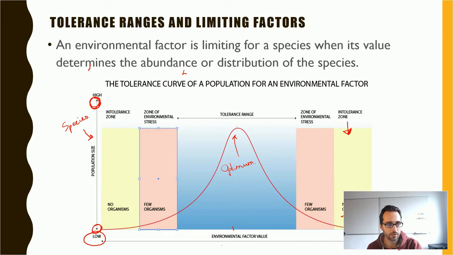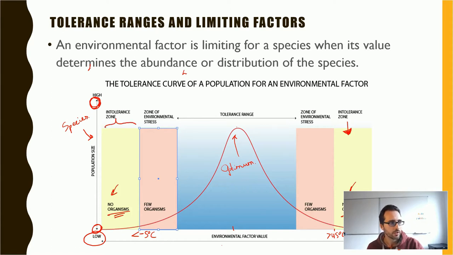Imagine a kind of mammal that cannot live in the middle of the desert just because the temperature is too high. In this case, imagine it is above 45 degrees. This organism cannot live here. And the other way around, if the temperature is below minus 5 degrees, this mammal is not able to survive anymore in this environment. So there are no organisms, because this is the intolerance zone, this time for lower temperatures.